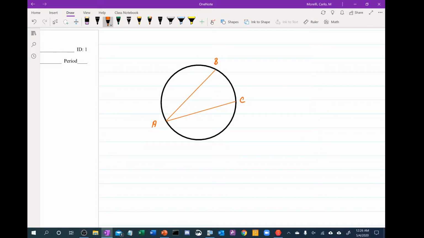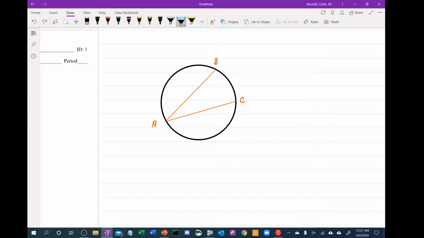Okay, so what is an arc? An arc is any distance around the perimeter of a circle. For example, from B to C, that's an arc BC. Here's another arc from B all the way to A. Arc AB or arc BA, and then here's another arc from C all the way to A. So this distance here, arc AC.